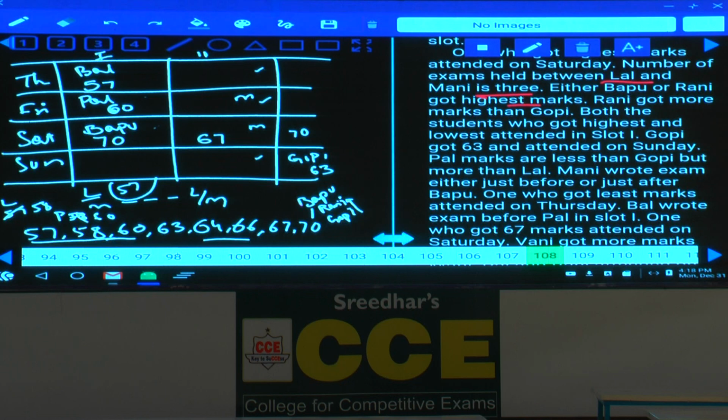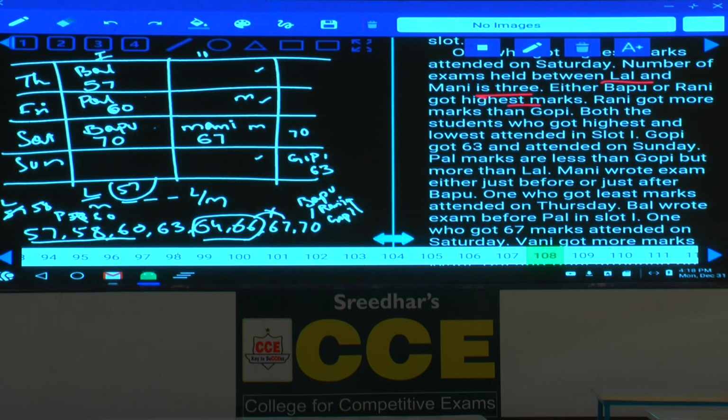Then Vani got more marks than Rani. As Vani got more marks than Rani, what is the score of this Rani? Tell me here. 64 or 67, because this Bapu got 70 and the other person Vani must be 66 or 67, and Vani got less marks than Mani. This Vani cannot be 67, so Mani must be 67, isn't it?